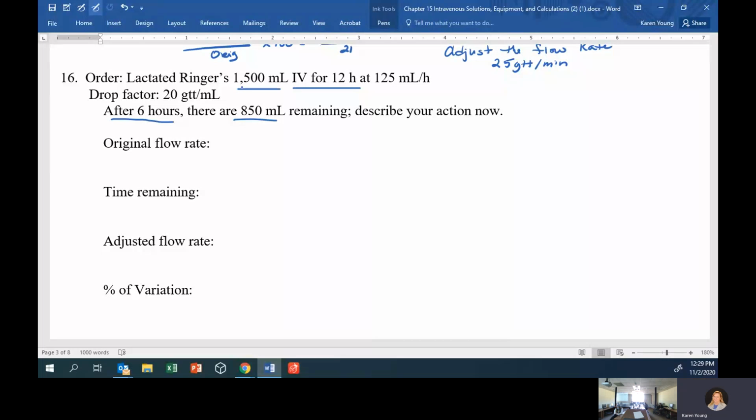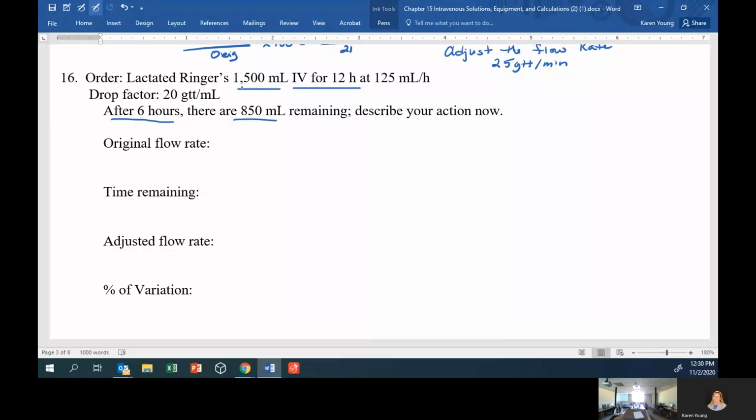So it's either the tubing's been kinked or somebody's messed with it, shut it off or something. Somebody's messed with something. So we've got to determine, is the percent of variation less than 25% between the old or original flow rate and the new one? If it is, then adjust it to my new flow rate so it can finish infusing within the 12 hours. Does that make sense to everybody now?